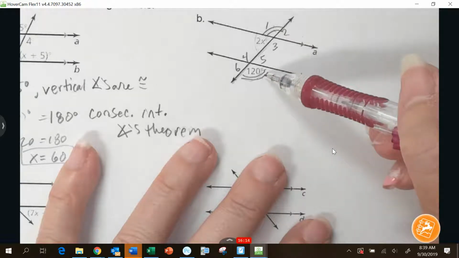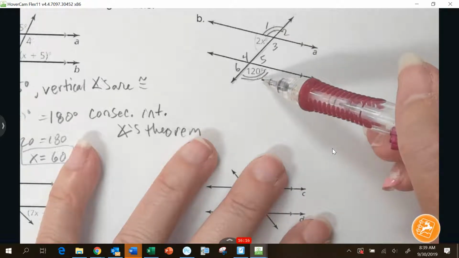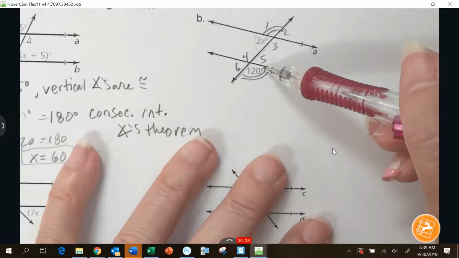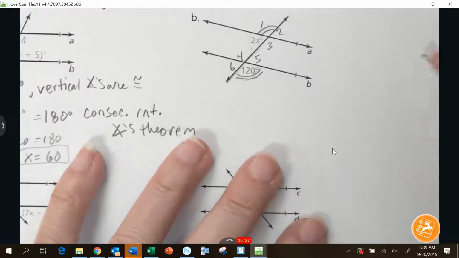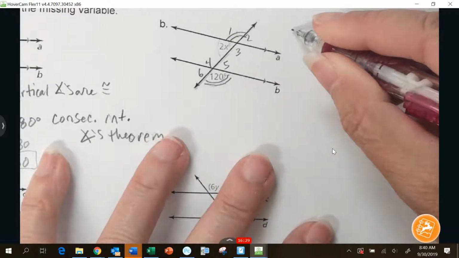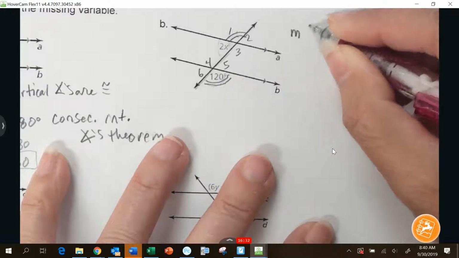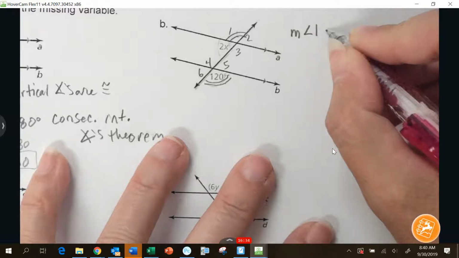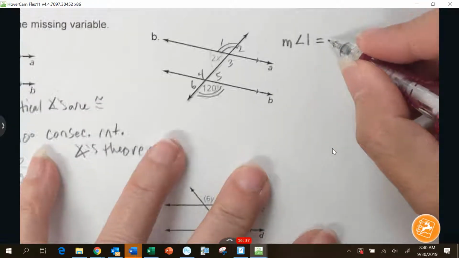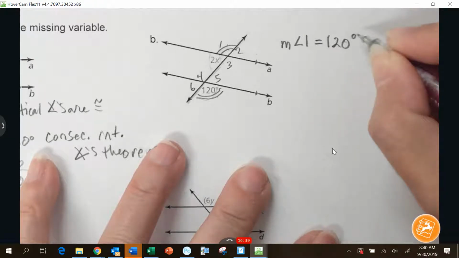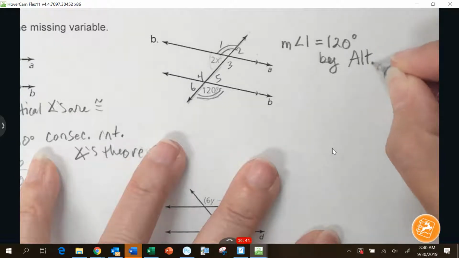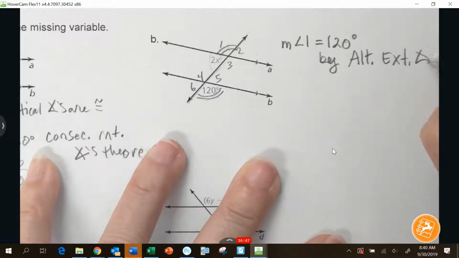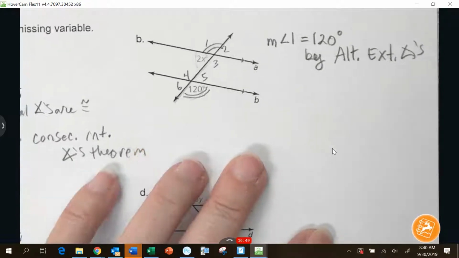If you guys feel like you know how to do this, what you should do is find the answer with reasons to see if you can do it without my help. You said the measurement angle 1 and 120? Yeah. So measurement angle 1 is 120 because, I'll say, by alternate exterior angles, because they're congruent.